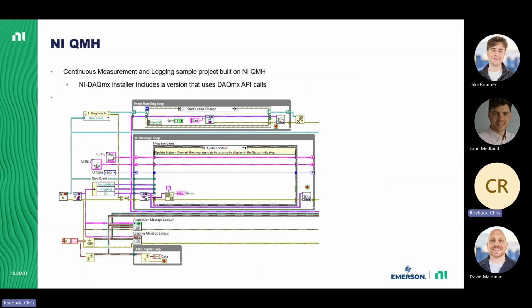So we've got these two loops. The continuous measurement and logging sample project is built using the NI QMH, and I've used it many times. I think probably one of the first times I used it was maybe when I was preparing for my CLD exam a long time ago, but I see it day in and day out in my role in TSE with lots of different customers using it.